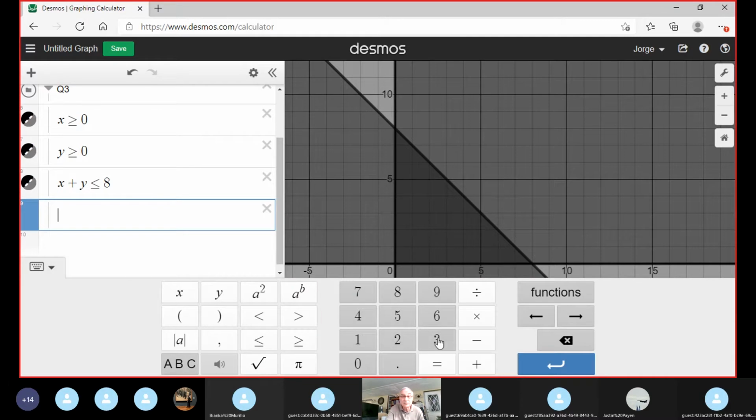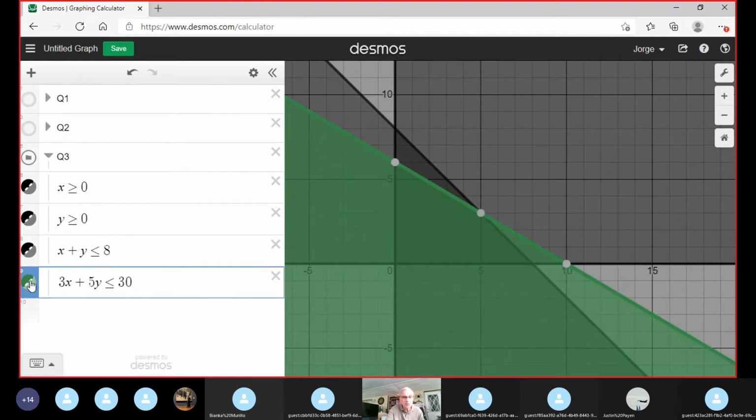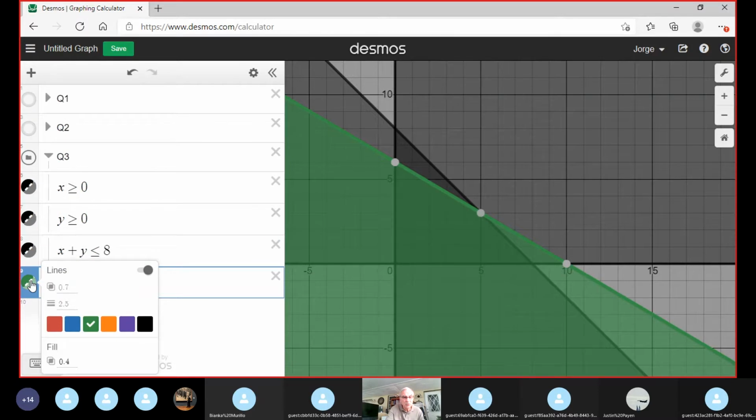Now the last one, 3x plus 5y less than or equal to 30. It's 30, yeah. But no green, black again. I change the color. You click in the icon, hold the mouse, and select the color.